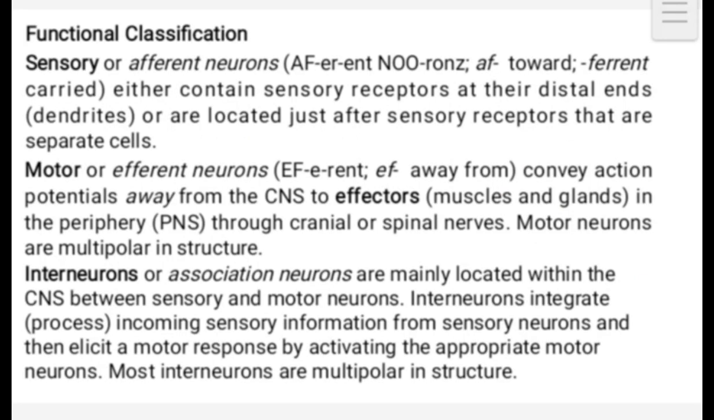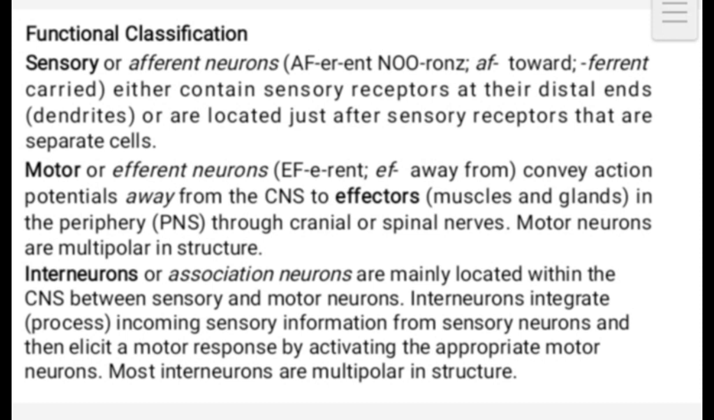There are three functional classifications. Sensory or afferent neurons either contain sensory receptors at their distal end or are located just after sensory receptors that are separate cells. Motor or efferent neurons convey action potentials away from the CNS to effectors, muscles, or glands in the periphery through cranial or spinal nerves. Motor neurons are multipolar in structure.